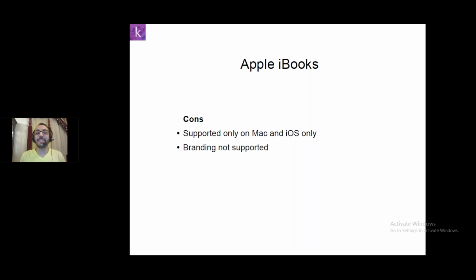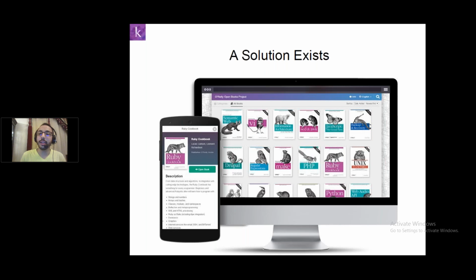Unfortunately, branding is not supported. Let's say you're an author or a publisher, and you want to create your own library app, you will still need to do it under the watermark and logo of Apple. You can't do it with your own logo or your own watermark. And so we here in Kotobee found a solution for these two problems.